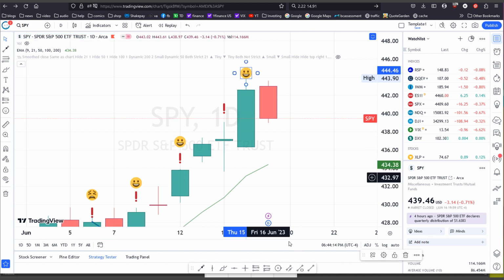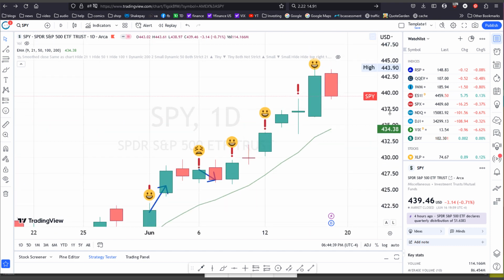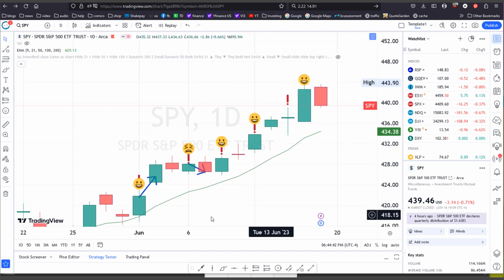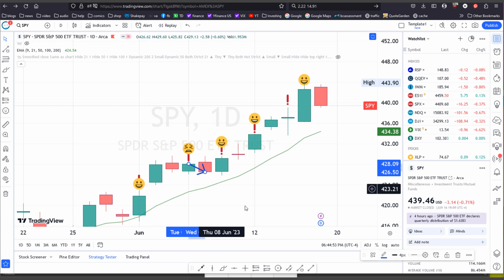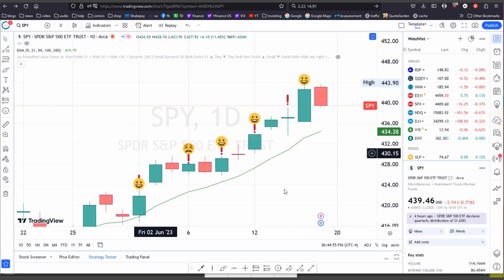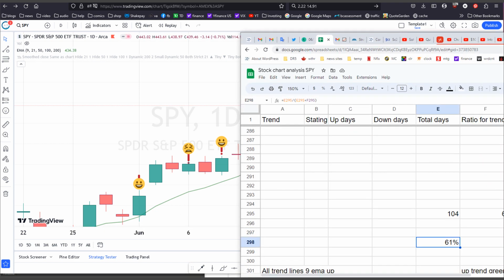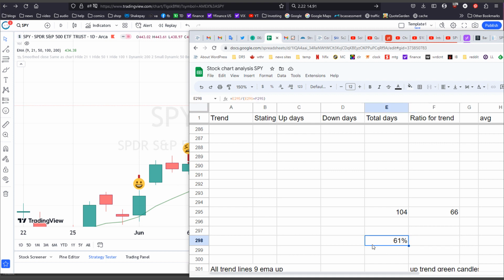This one went up a lot. So out of the 5 instances where that criteria was met, it looks like 4 had positive outcomes instead of 3. So 4 out of 5 or 80%, which is even better than the 61% I have here. Now, there are limitations to this pattern.